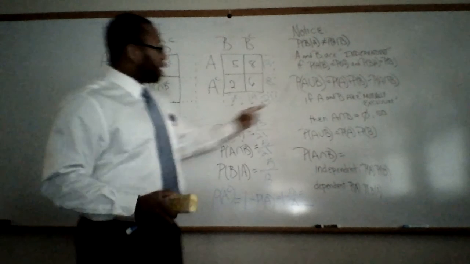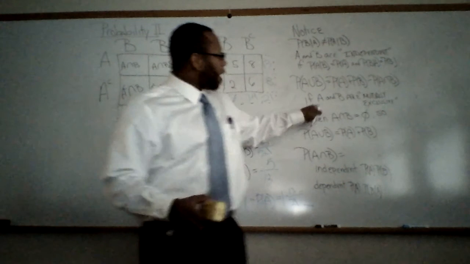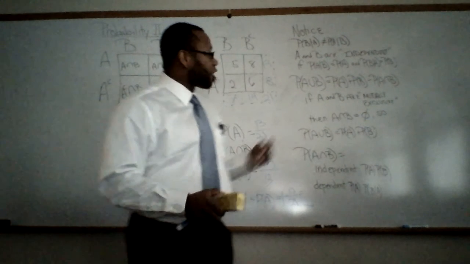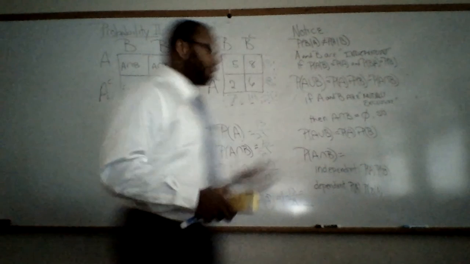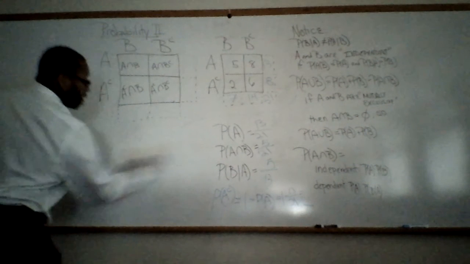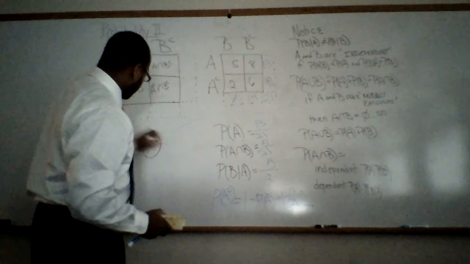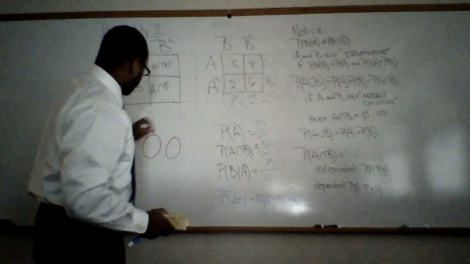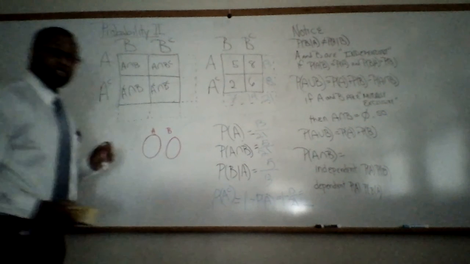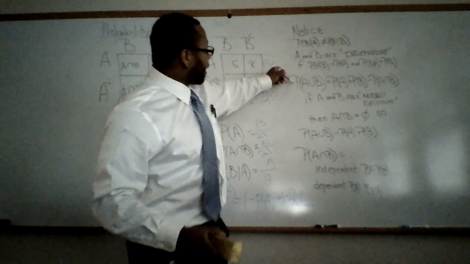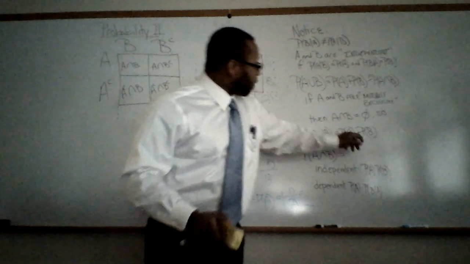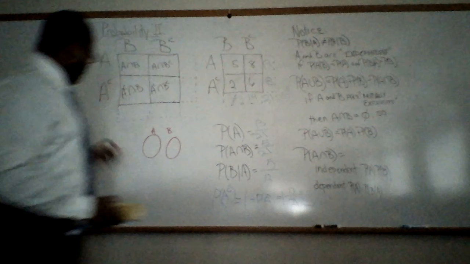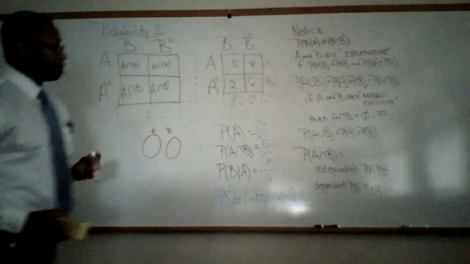However, if we know that A and B are mutually exclusive, that's another term you're going to want to know, then that means that A and B intersected is null. That means they don't intersect. So it'll look more like this. Since there's no intersection, if we calculate the probability of A union B, we only have to calculate the probability of A plus the probability of B.